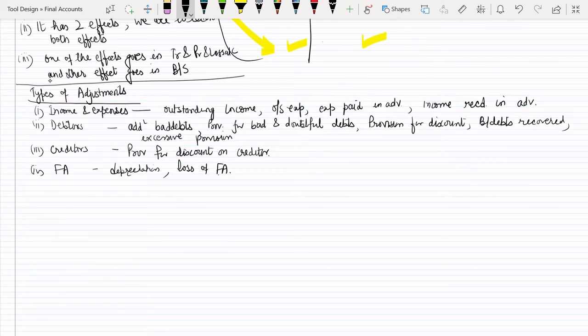Then you may have loss of fixed assets. Maybe there was a fire in your office building. Some of your fixed assets are lost. So how to record that? Then you have some adjustments relating to stock, which includes closing stock.